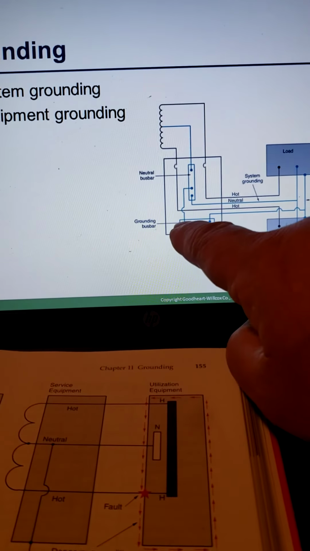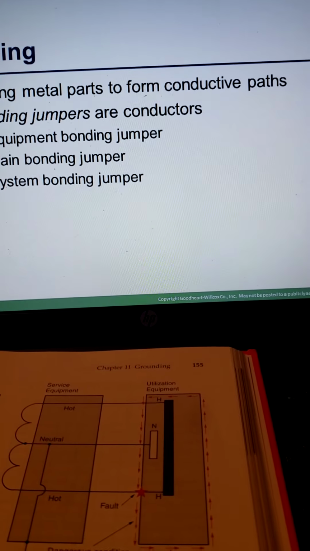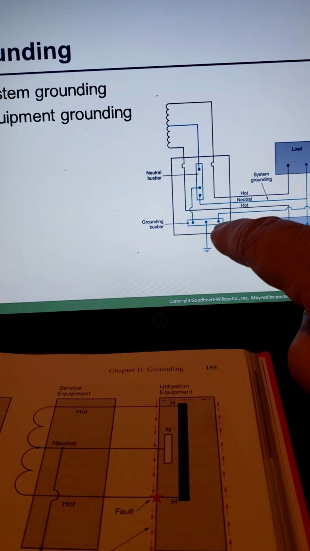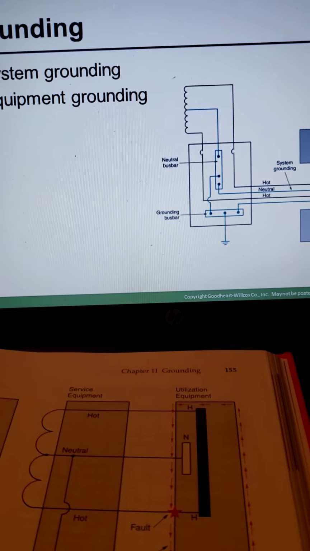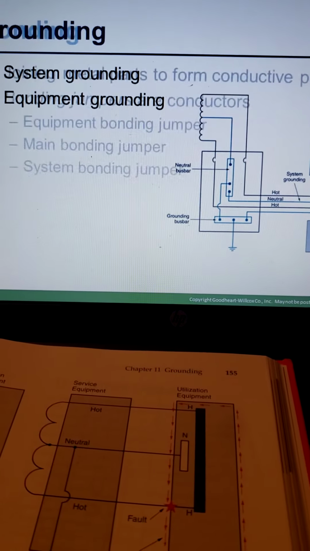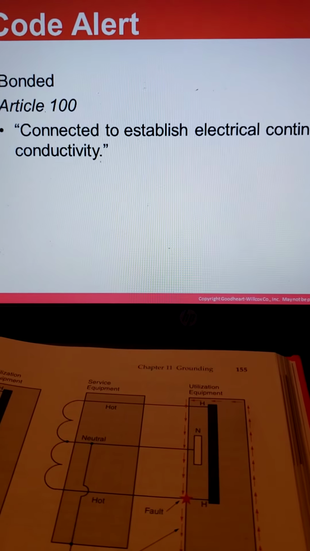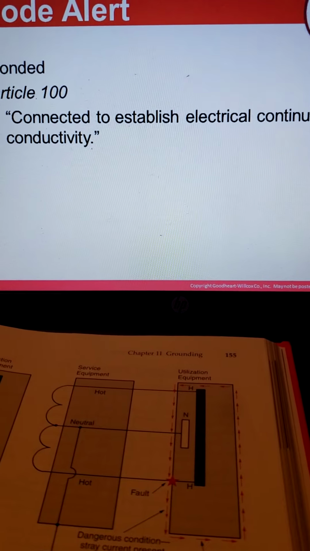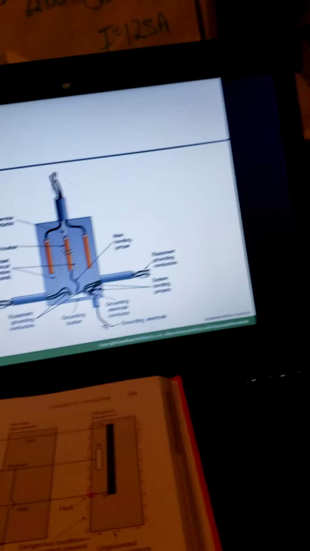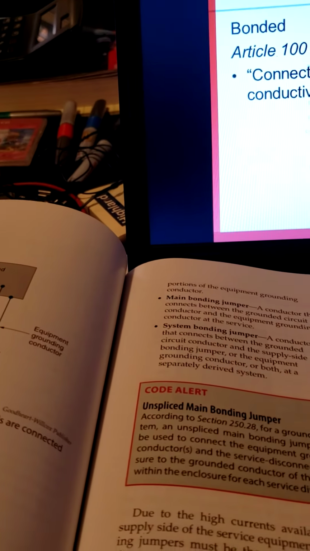So my bonding jumper, that's my main bonding jumper. My system bonding jumper would have a jumper going from here to my metal frame. And then our equipment bonding jumper is the one that's going to the metal frame. Bonded, we talked about that.